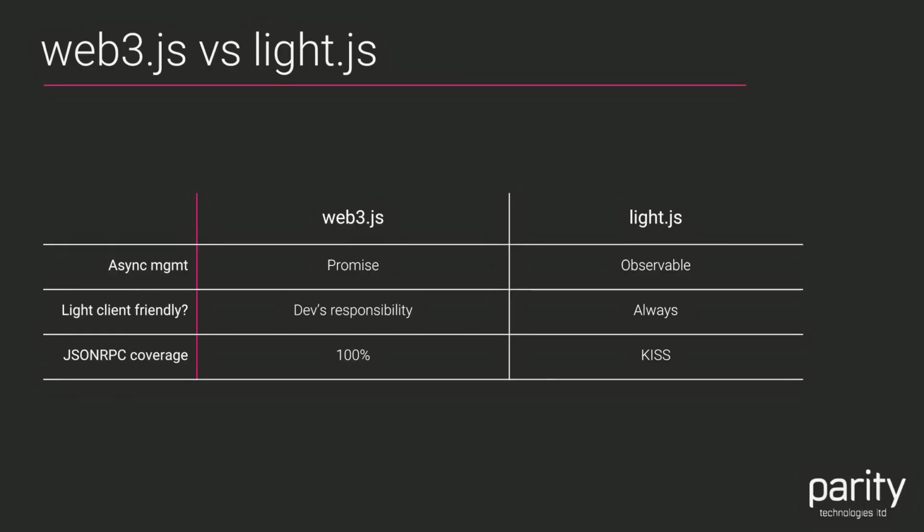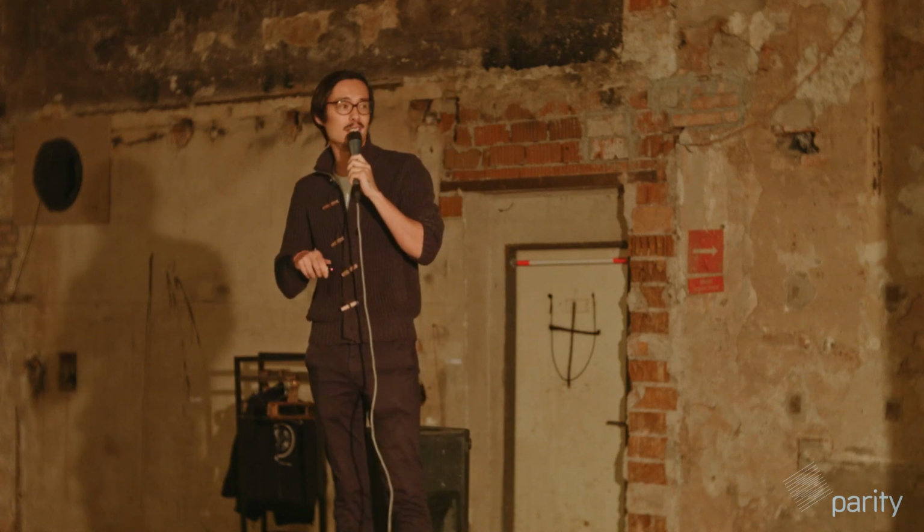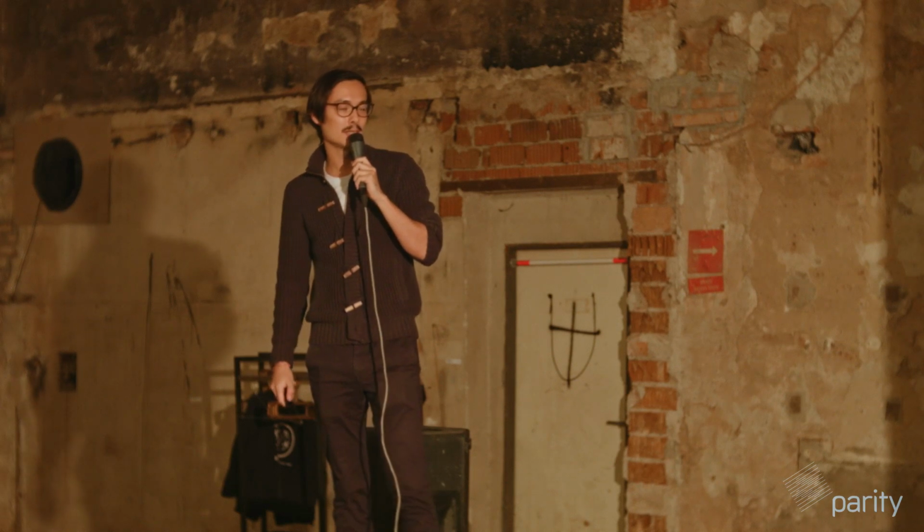Web3.js is obviously some kind of competitor to Light.js. Let me show you some of the differences between the two libraries. First of all, the async management structure behind it. With Web3, you have promises, or something they introduced recently called PromiEvents, which is not used elsewhere in the community. For Light.js, we have only observables. It's battle tested, used by the JavaScript community. There's some kind of internal war between those two, so we decided to go with observables.